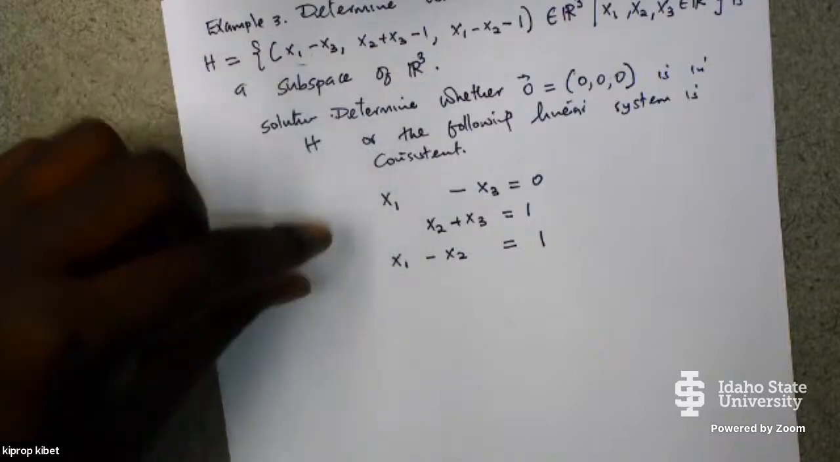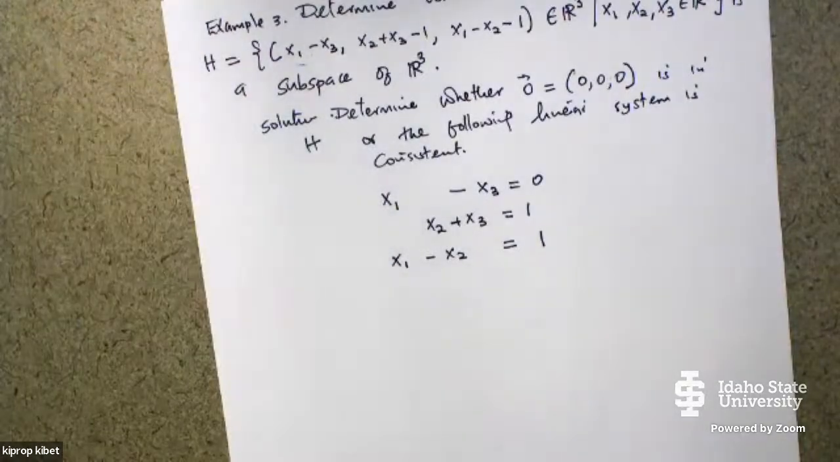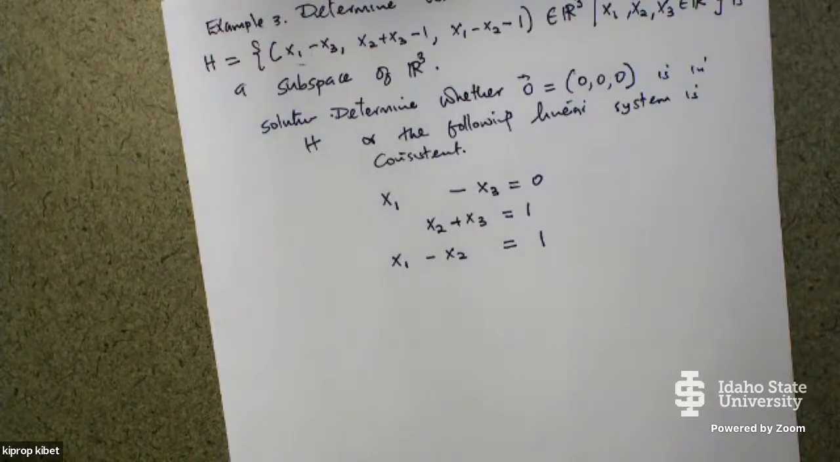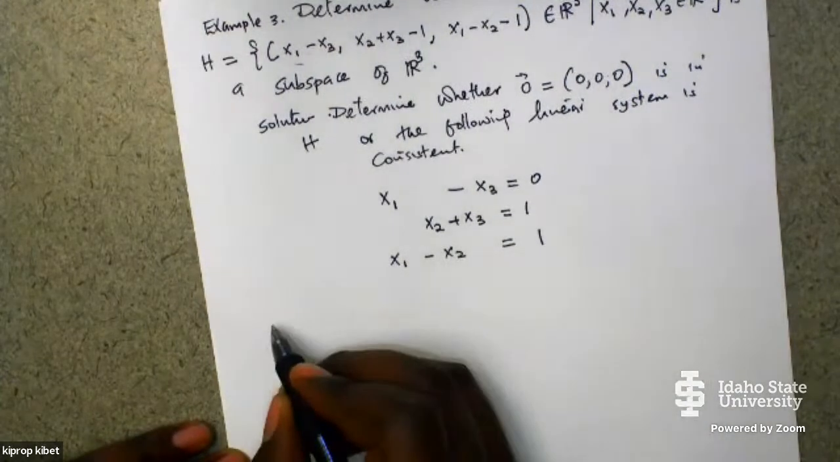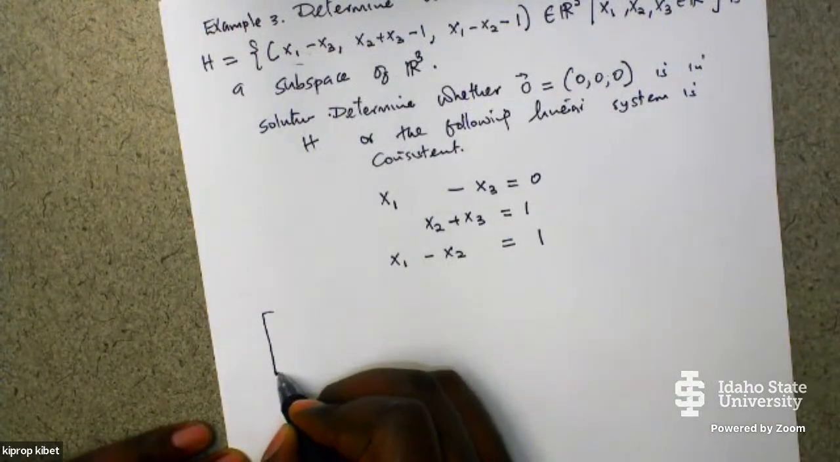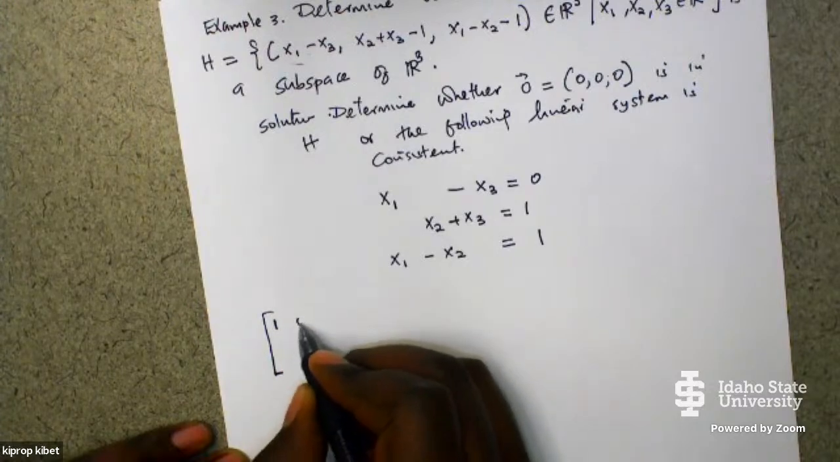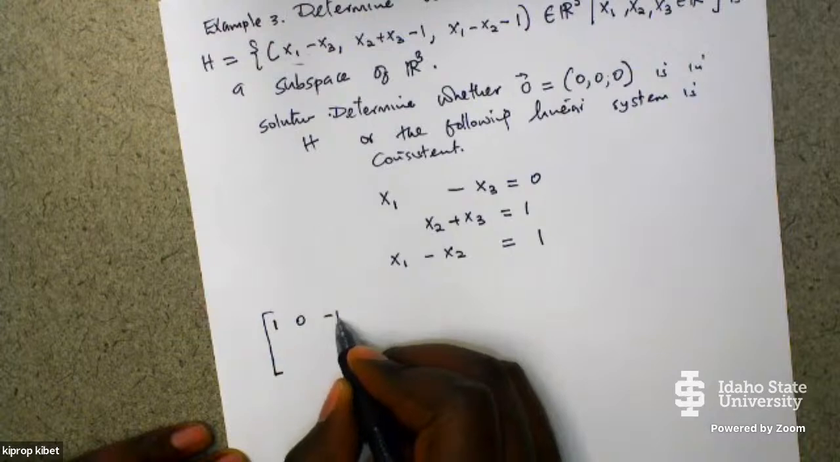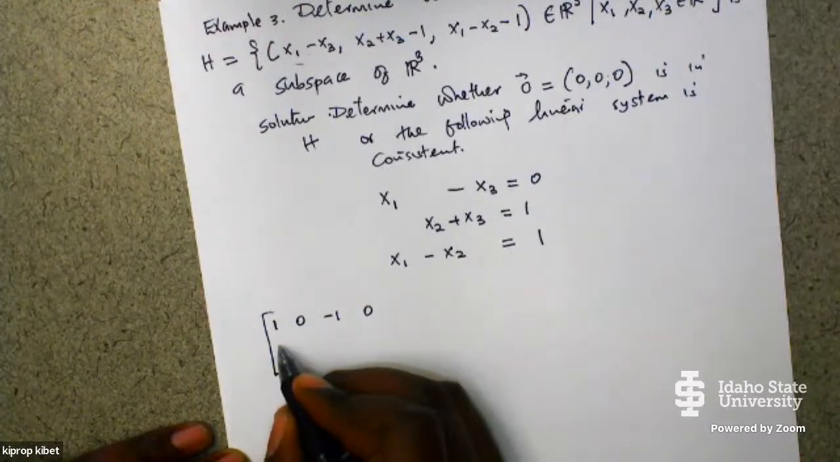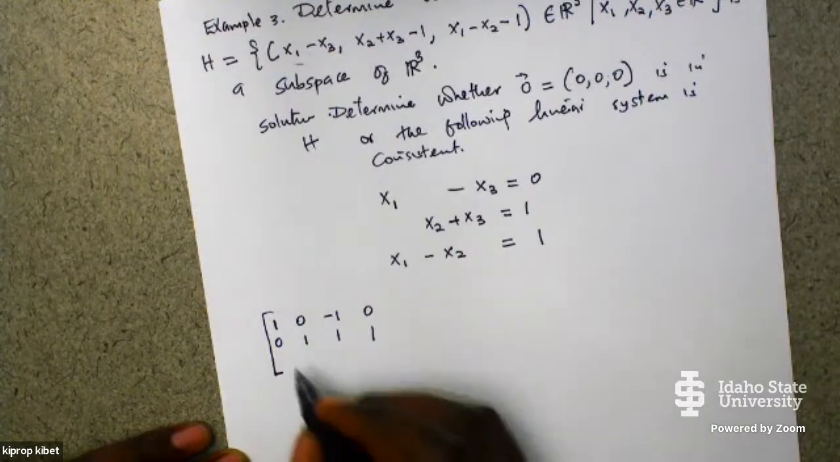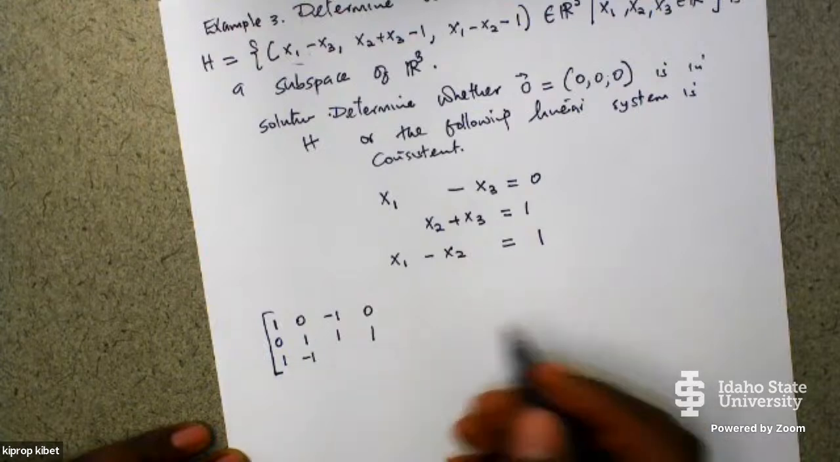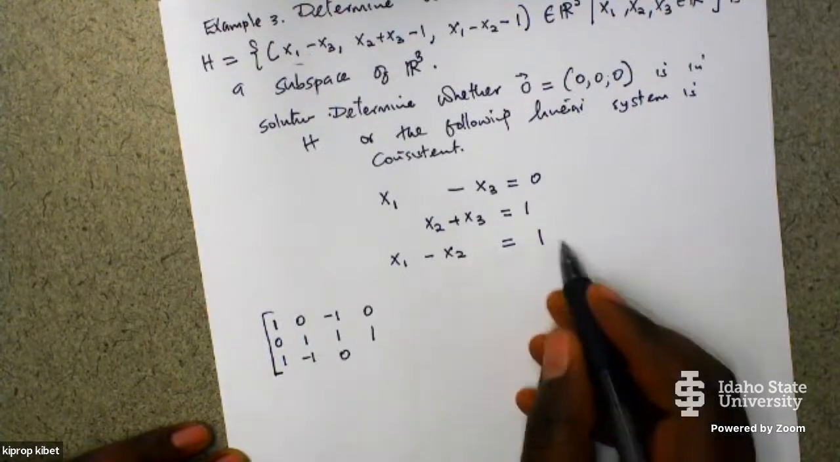So we need to check whether this linear system is consistent or not. If it is consistent, then H is a subspace. So we write this in augmented matrix form. In this case, what we get is 1, 0, negative 1, and 0; then 0, 1, 1, and 1; and the last row is 1, negative 1, 0, and 1.